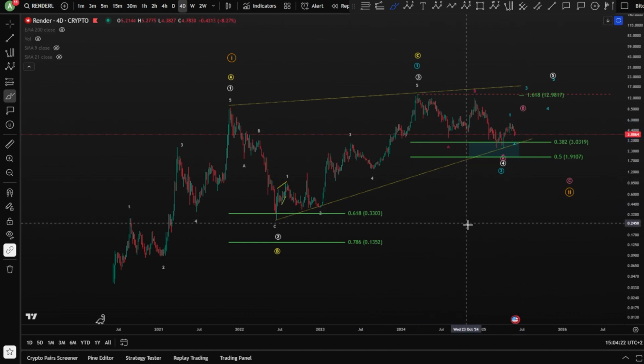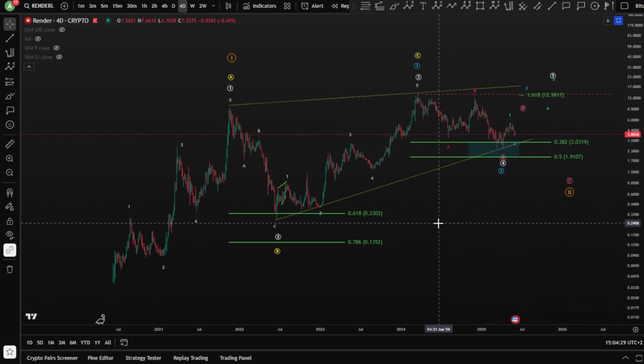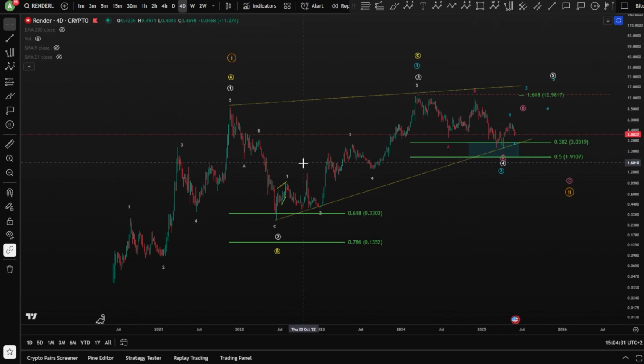So, of course, trade safe. The bullish scenario is still very strong there, despite any red bearish scenarios unfolding for a wave 2.